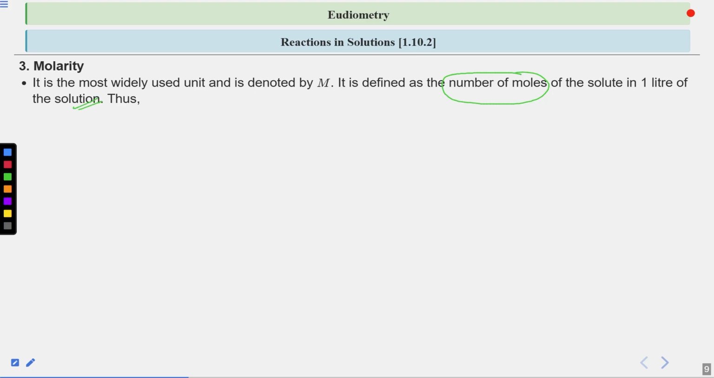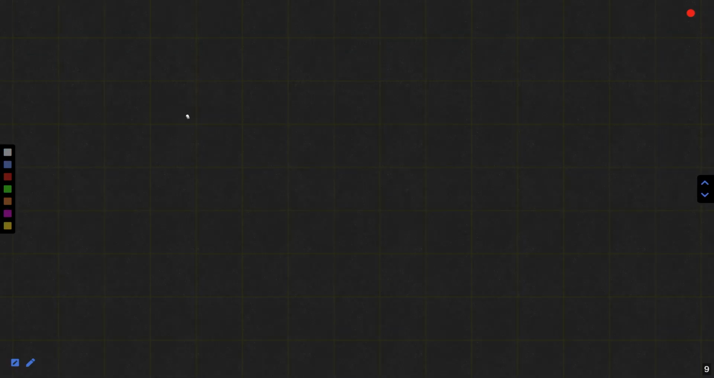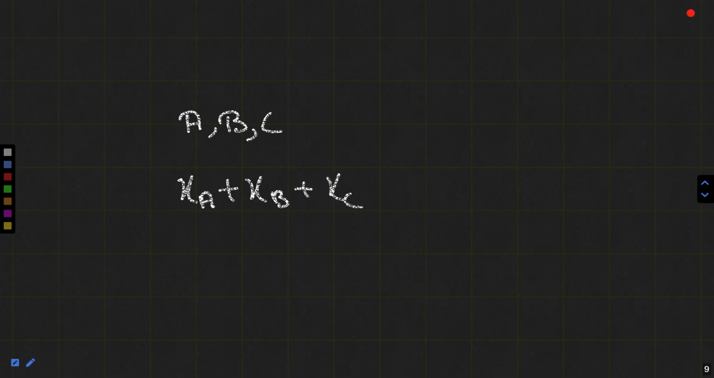Okay. So suppose there were 3 components in the solution instead of only 2, then the addition of all the mole fractions, chi A plus chi B plus chi C, will be equal to 1. Okay.